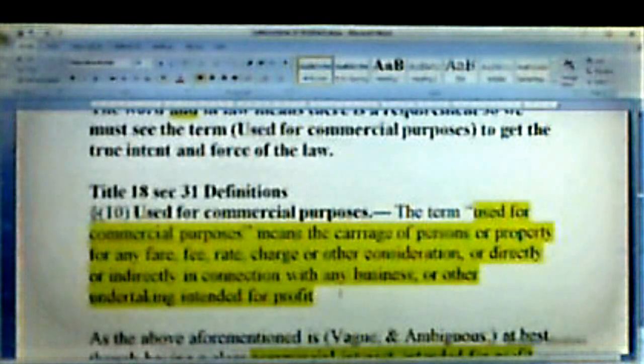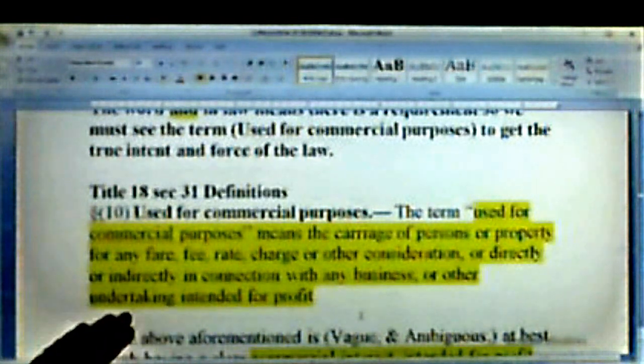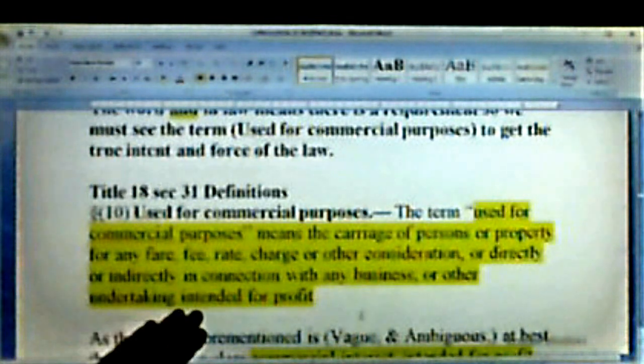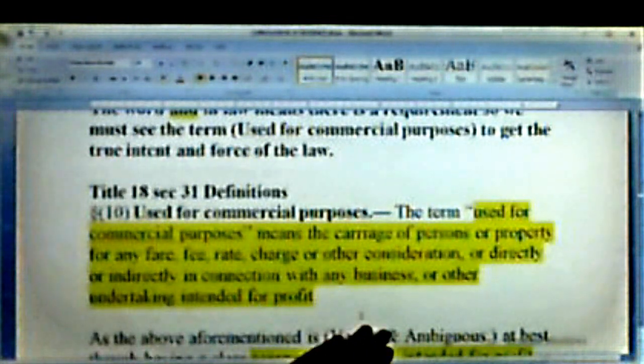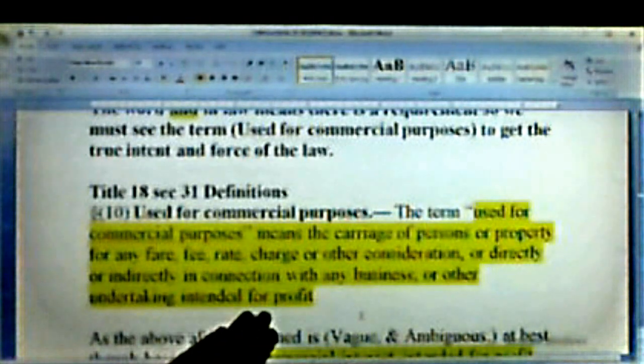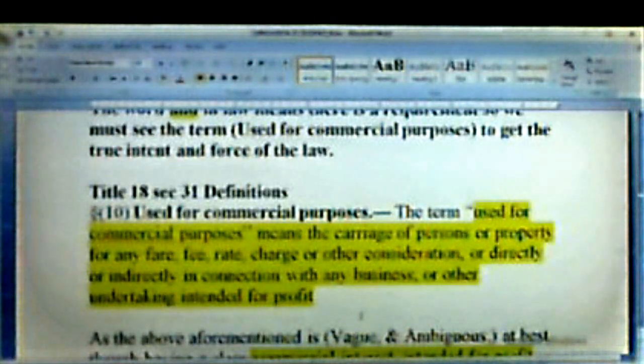Right? So again, we're at Title 18, Section 31, definitions, subsection 10. Used for commercial purposes. The term used for commercial purposes means the carriage of persons or property for any fair fee, rate, charge, or other consideration, or directly or indirectly in connection with any business or other undertaking intended for profit. Okay? So now we can see that you're getting paid. You're a paid driver, right?